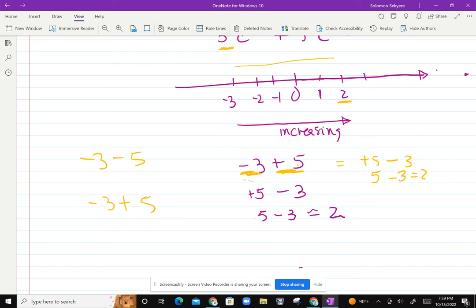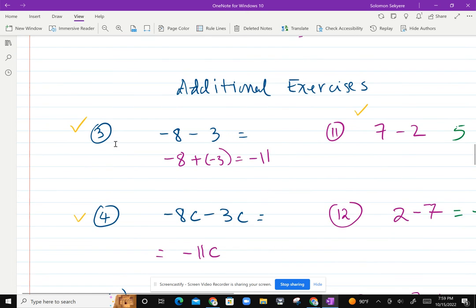See the difference? This is negative 8. So if you have negative 7 minus 3, what would that be? Negative 10, right? All right, let's do some more exercises. What is negative 8 minus 3?